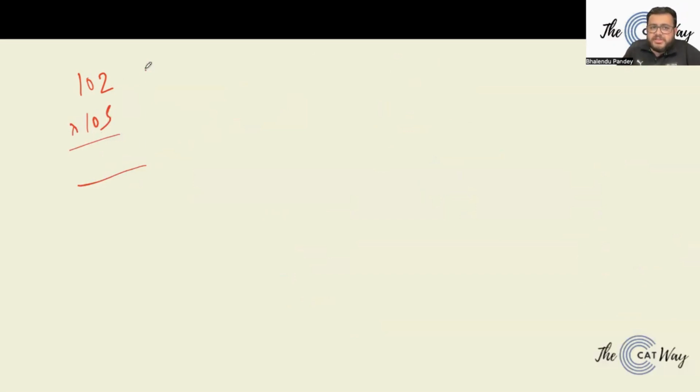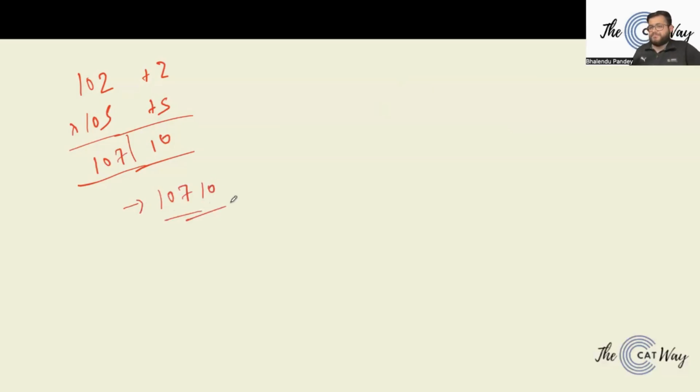The process remains the same. This is plus 2. This is plus 5. 2 5s are 10. 102 plus 5 both give you the same value, right? So your answer becomes 10710. Correct? Your value becomes 10710.